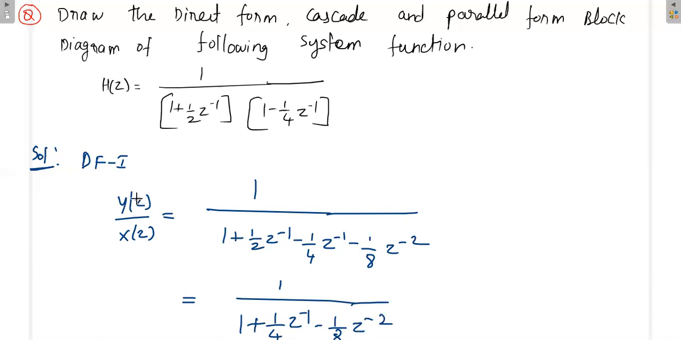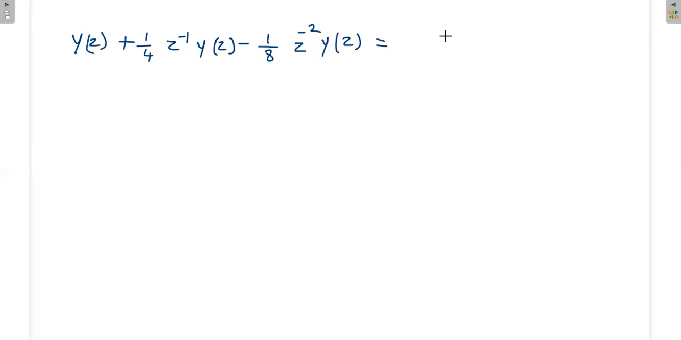Just cross multiply this Y of z and X of z. Okay, so we'll be getting Y of z plus 1 by 4 z inverse Y of z minus 1 by 8 z power minus 2 Y of z is equal to X of z.